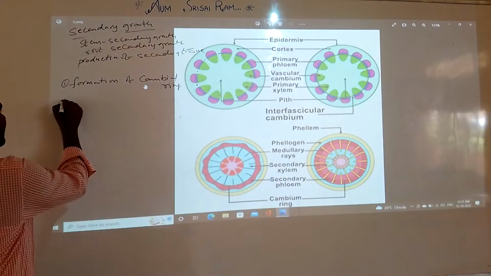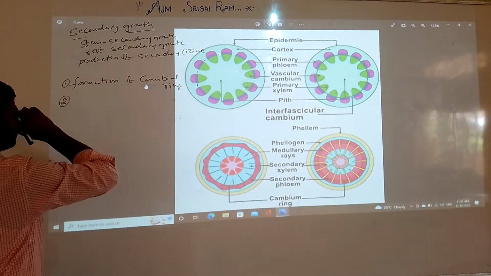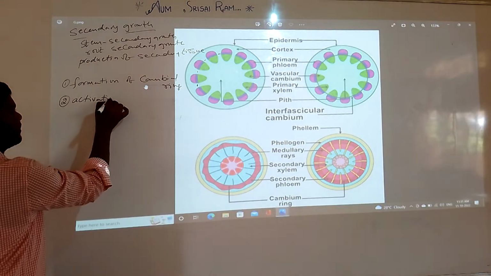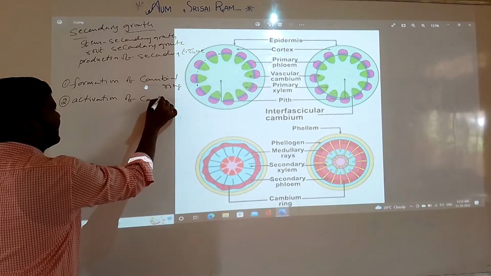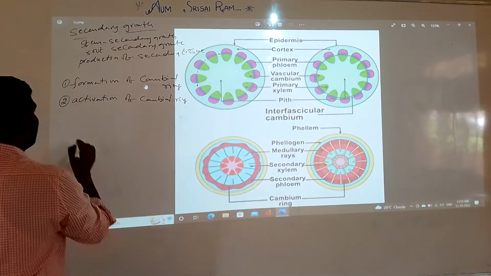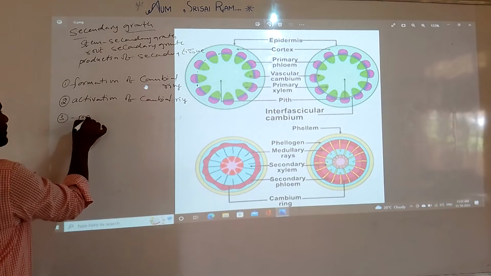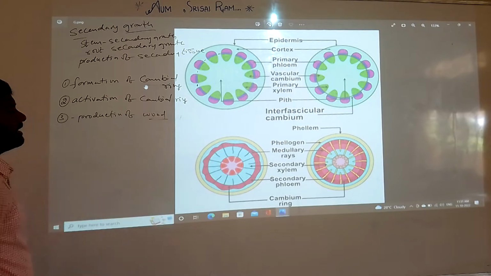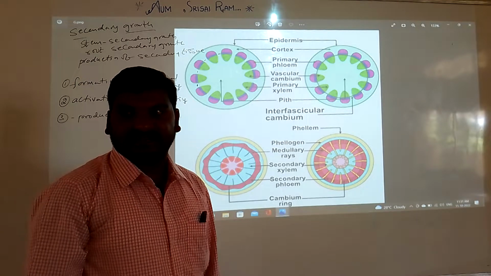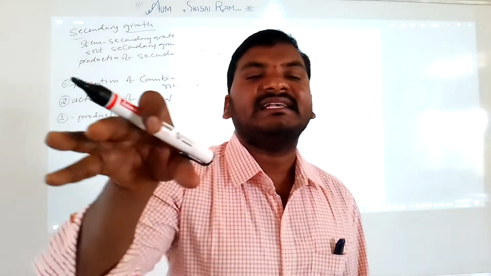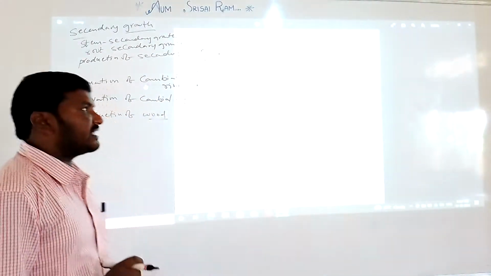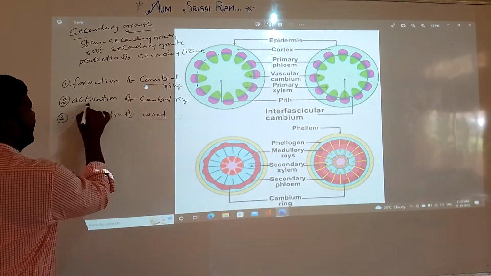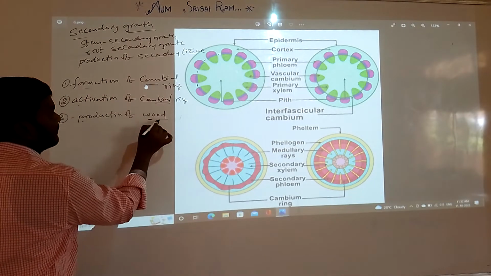The second one is the activation of the cambial ring. And the third one is the production of wood. So these are the three steps. What are the steps involved in the secondary growth of the stem? Formation of the cambial ring, activation of the cambial ring, and production of wood.